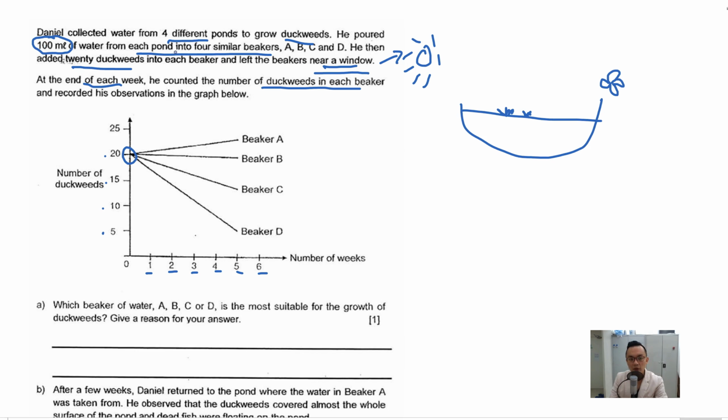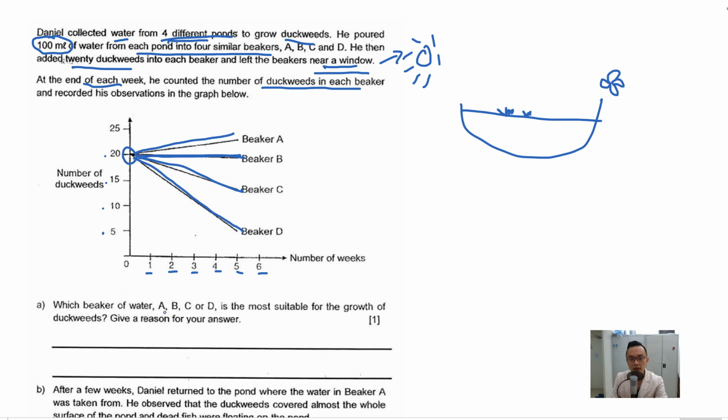So what's the only variable? The only variable is the different type of water. 4 different ponds, the different type of water. So this is a good experiment. There's only one variable, which is a different type of water. So let's look at beaker A. Beaker A increased. Beaker B remained the same at 20 over the different weeks. Beaker C decreased. Beaker D decreased even further.